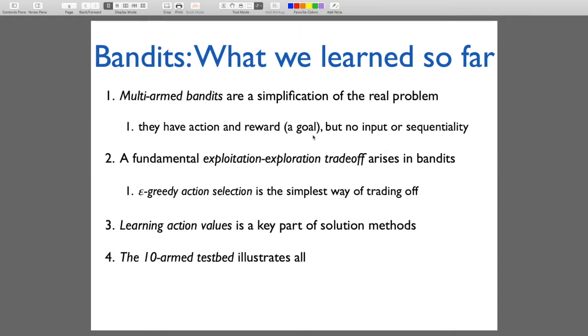So this thing's very simple. It's a huge simplification of the real problem. It's only got this action and this reward, yet it still has a fundamental trade-off that you have to explore. And this epsilon greedy action selection is kind of the simplest way to do that. But you still have to learn those action values, that's how you build up this model that lets you do it.